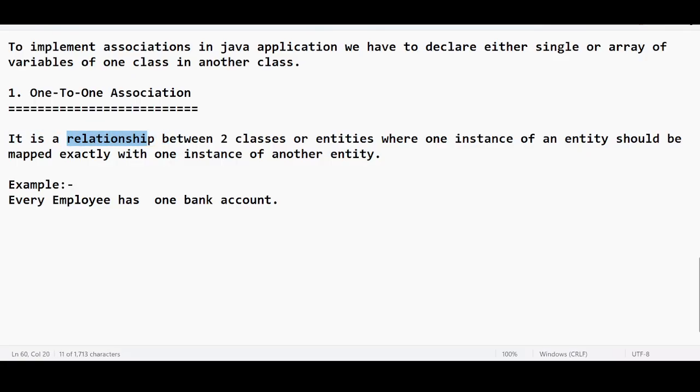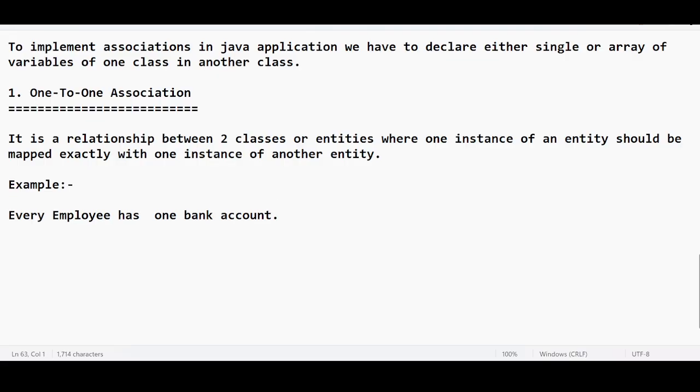It is a relationship between two classes, or I can say entities, where one instance of an entity should be mapped exactly with one instance of another entity. There is a lot of confusion with this theory. I will clear out that confusion. So typically I can take an example like one employee. If you take one employee, this one employee can have only one bank account. Every employee can have only one bank account.